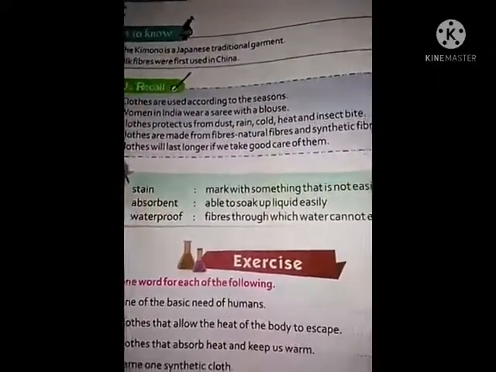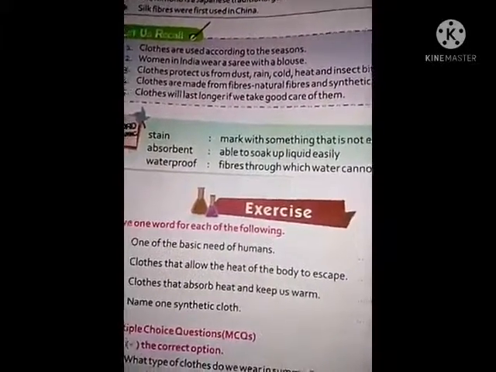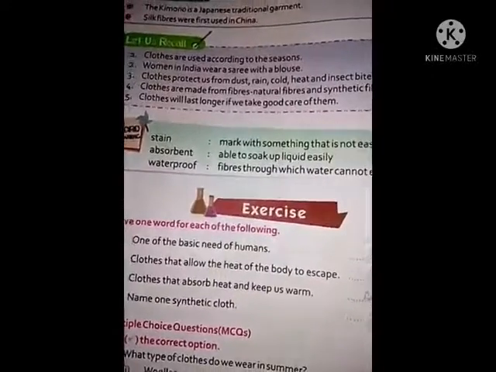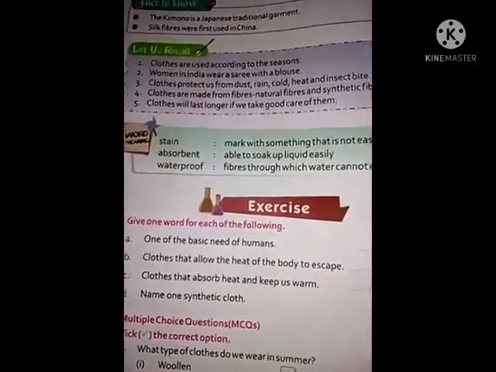So students, that is today's class and we have finished the 8th chapter. I hope all of you understand this. In our next class we will discuss the exercise.